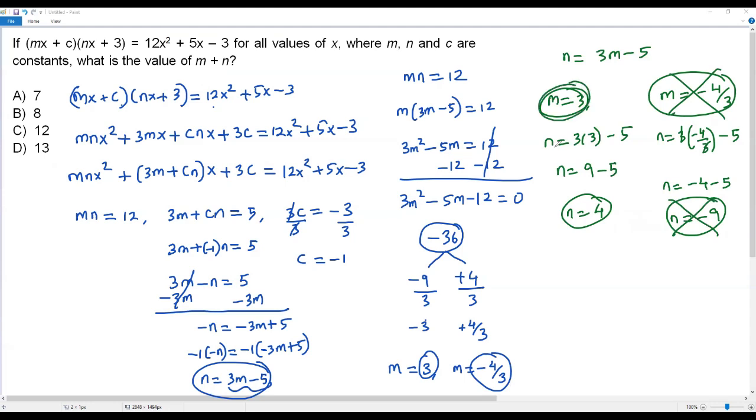We can consider m = 3 and n = 4. So then we can get the value of m + n. For m we know its value is 3 and for n it's 4. Then m + n = 7. So the value of the expression m + n is 7. We find 7 in answer choice A. The correct answer choice for this question is A, 7.